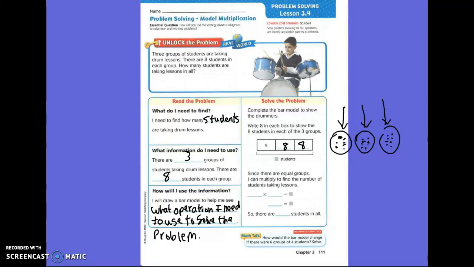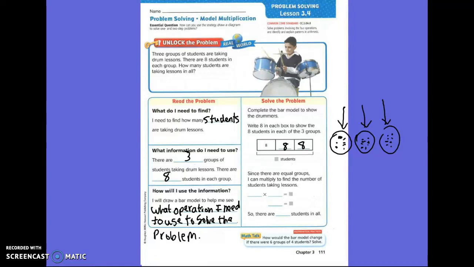Got it? Okay. Since there are equal groups, now this is important. Remember what I told you, you cannot multiply if you do not have equal groups. Are all these groups equal? Is 8 equal to 8? Yes. Is 8 equal to 8? Yes. Are all those groups equal? Yes. So we can multiply. Because they're all equal, we can multiply to find the number of students taking lessons.